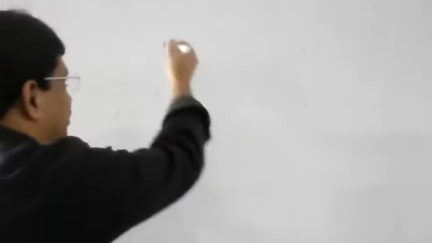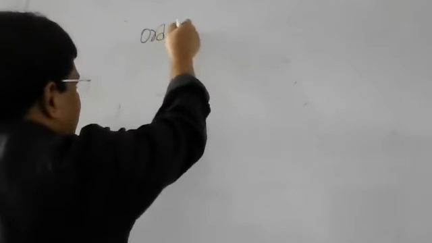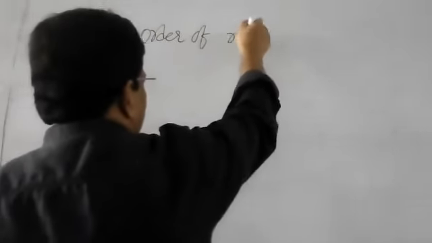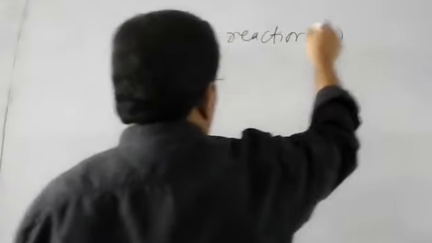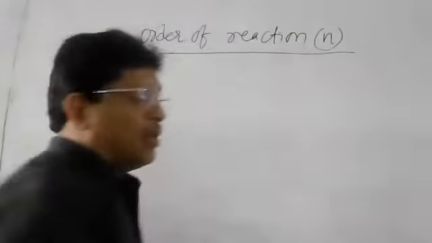So that was about the molecularity of a reaction. Now the next concept we have to understand is the order of reaction. What is that? Order of reaction is given by N.